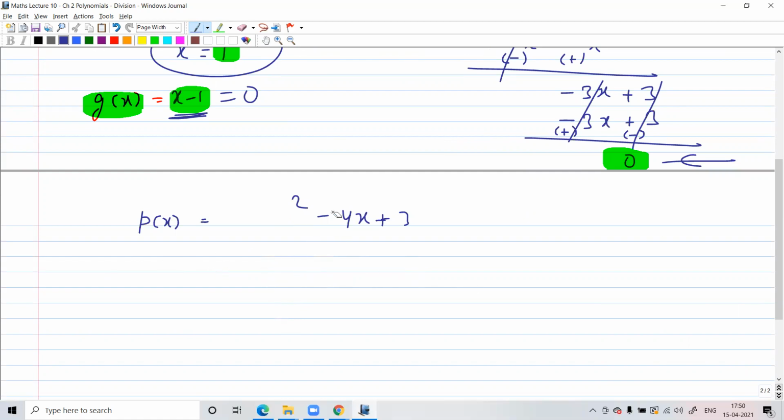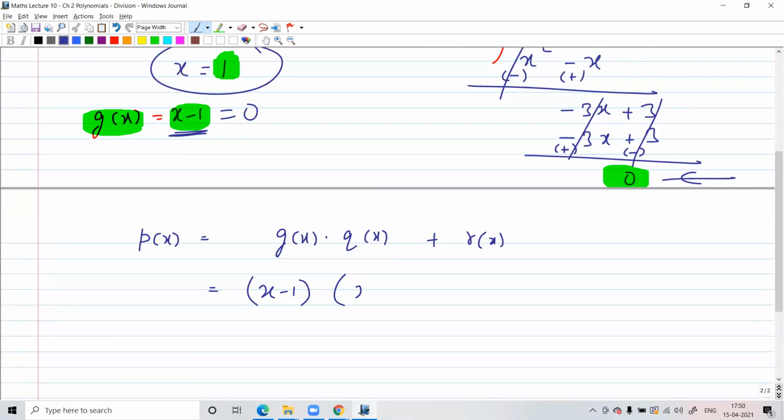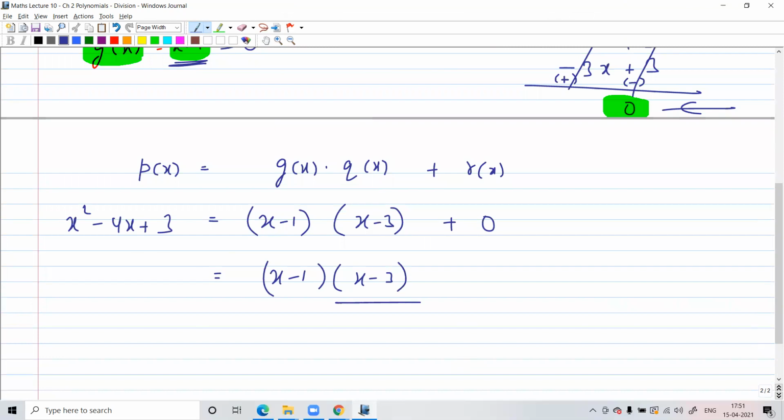Let me write it in terms of the division algorithm. Px is equal to gx into qx plus rx. So gx is x minus 1. Qx, the quotient, what did we get? X minus 3. And the remainder is 0. So of course, x square minus 4x plus 3 is going to be equal to x minus 1 into x minus 3. So you got the other factor, x minus 3, as a quotient.